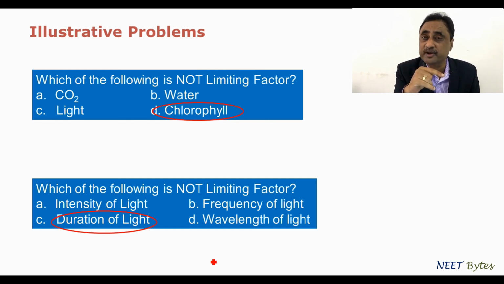It is going to be influenced by the intensity. Right, we have seen wavelength is also going to influence, because we know very well that red light is the most efficient, blue light is not as efficient, right? Green light is the least efficient. So naturally wavelength is going to influence. So is the frequency. Okay. So the duration of light cannot be a limiting factor, right?